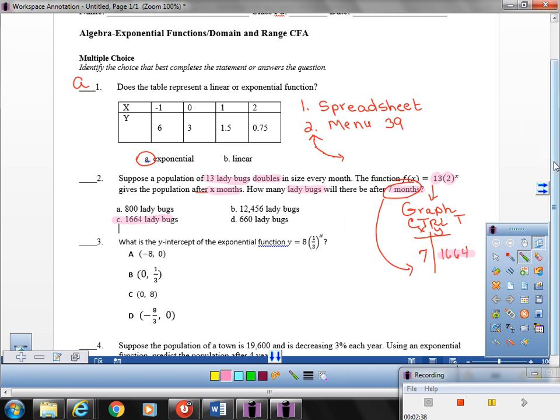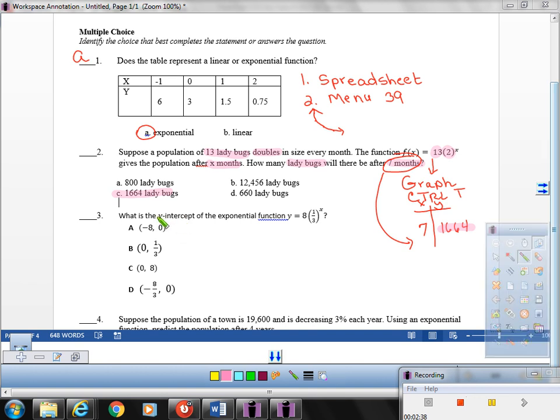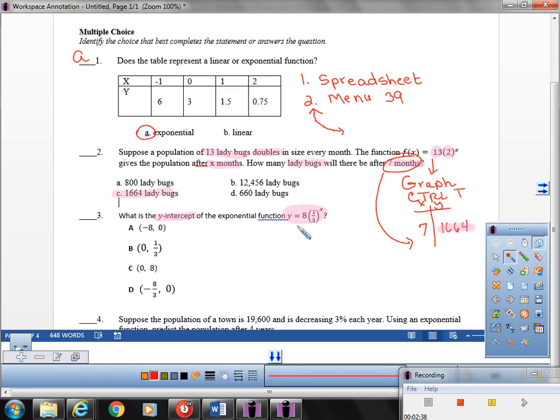Now the next one, it says, what is the y-intercept of this function? So again, what could you have done to solve this problem? What could we have done? Graph. When in doubt, graph it out. If you look at the graph, you'll find out what the y-intercept means, where it crosses the y-axis. Like, where does your function cross the y? That's why they call it a y. So all you had to do was, again, graph.